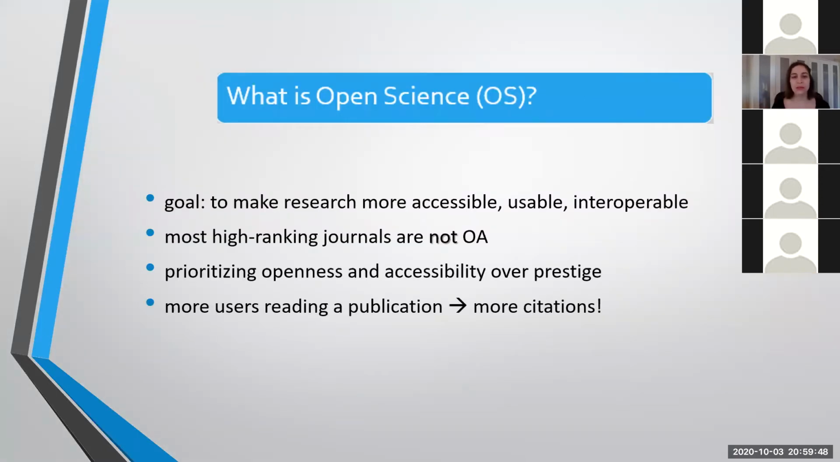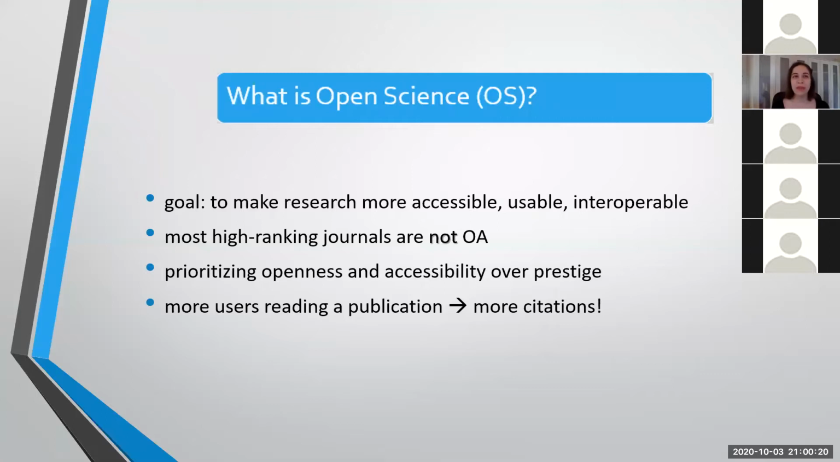So what is open science? Open science generally has the main goal to make research more accessible, usable, and interoperable. Now, unfortunately, as you may know, most high-ranking journals nowadays are still not open access. So as we all know, there are often very high and expensive paywalls that you have to break through to access certain publications. But open science really advocates for prioritizing openness and accessibility over prestige.